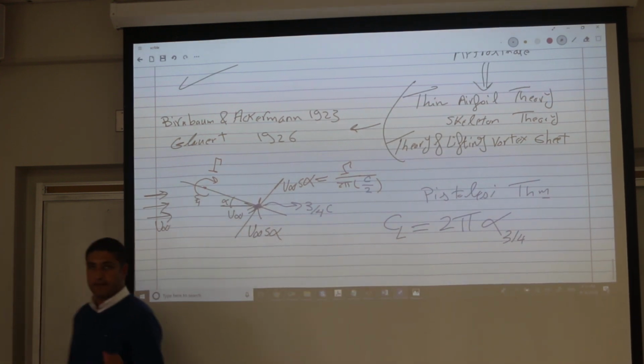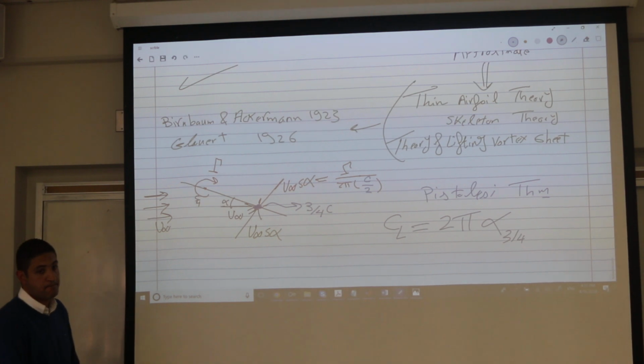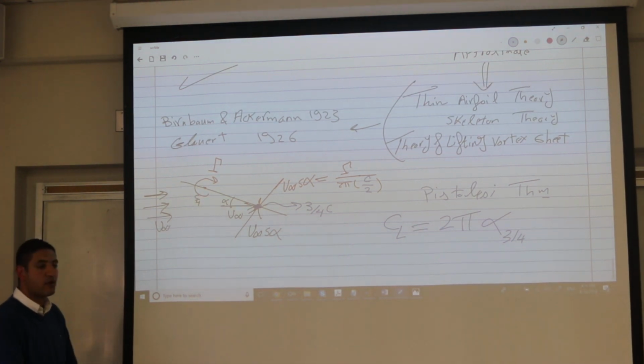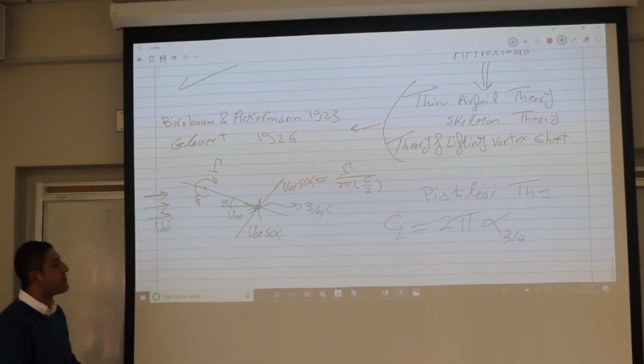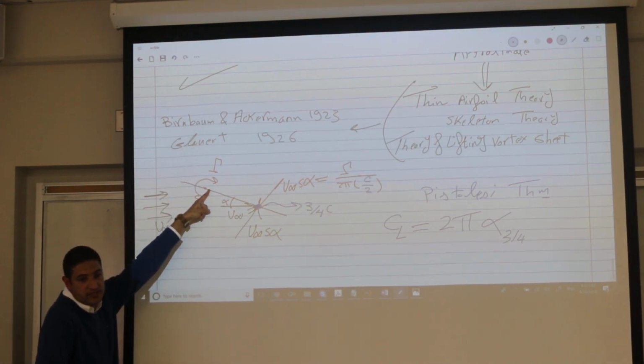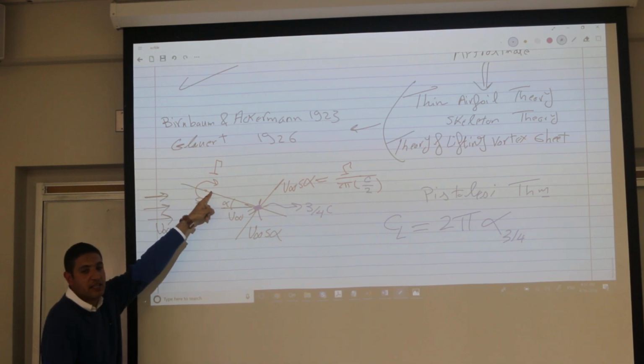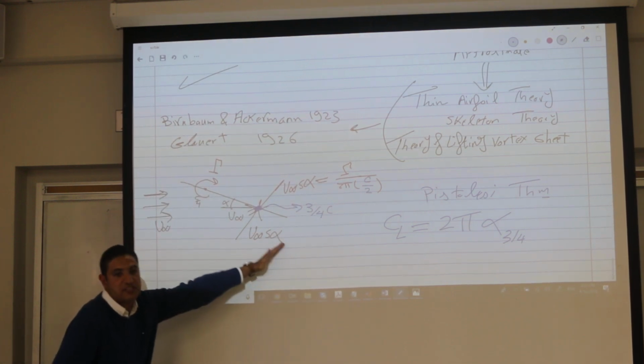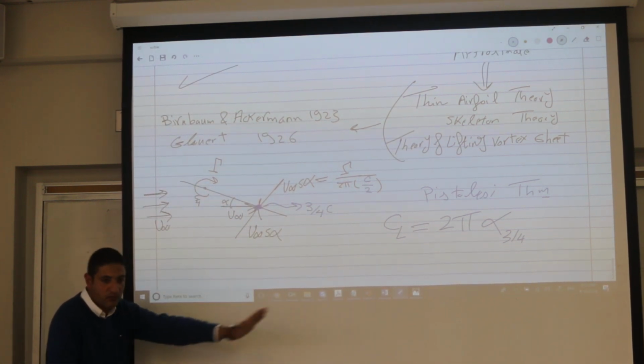Wait, shouldn't the no penetration condition apply anywhere, not just in one place? All the way, but we have a very, very idealized model where I put only one vortex. The very next step is to put an infinite number of vortices and satisfy it everywhere. We will do it next time.